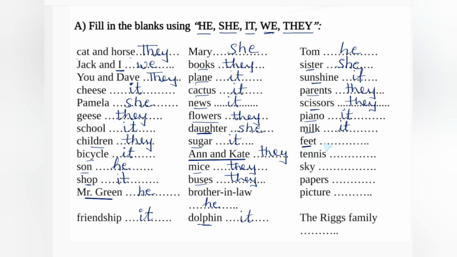Feet, plural, foot, singular, feet, plural, that's why they. Tennis, name of a game, that's why it, singular. Sky, singular. Papers, S is there, that's why plural, they. Picture, singular, it. The Ricks family. Here the family is collective noun. One family we are talking about, that's why it.